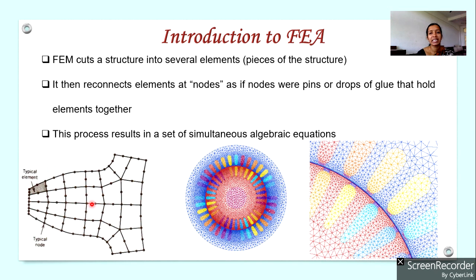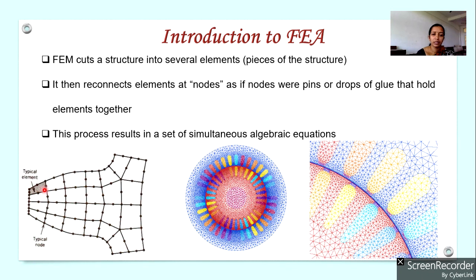And these elements can have any shape. They can be circular, triangular, square, tetrahedral, pentagonal, any shape the elements can have. And see the points, these points at the boundary of the elements are known as nodes. So this is a typical node, and nodes act as the connection point between elements.